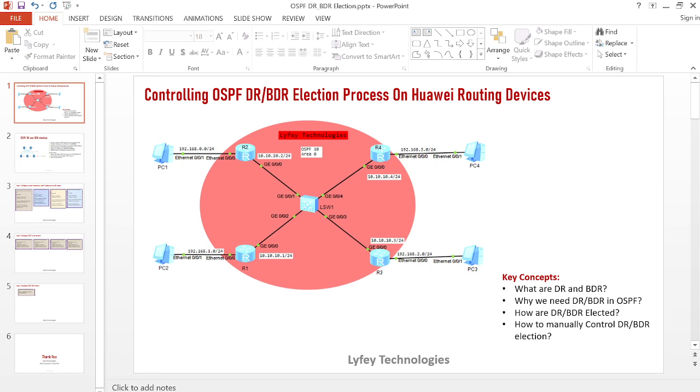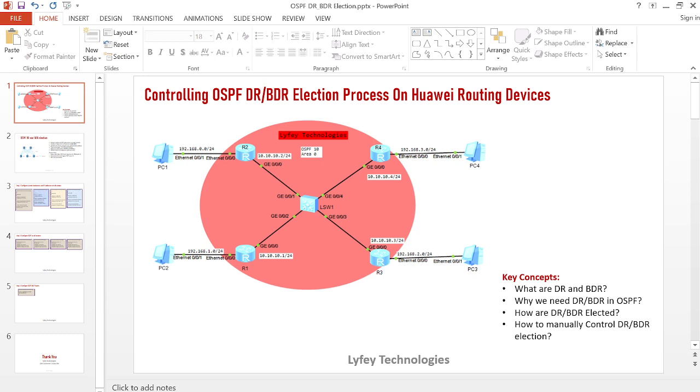We know OSPF has the concept of DR and BDR, which is a very important concept in the operation of the OSPF protocol. But before we dive into the lab simulation, we need to have a good understanding of some key concepts of DR-BDR. The first thing that we need to understand is what are the DR and BDR, and why do we need DR or BDR in OSPF.